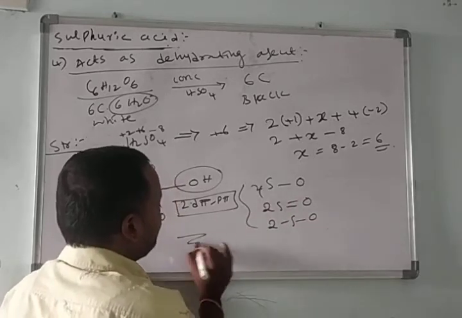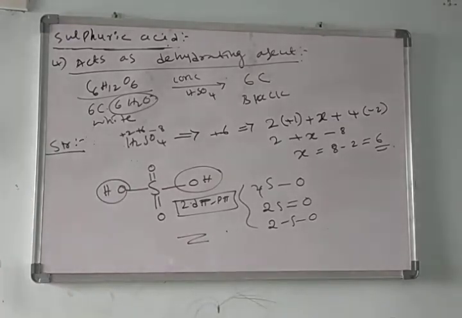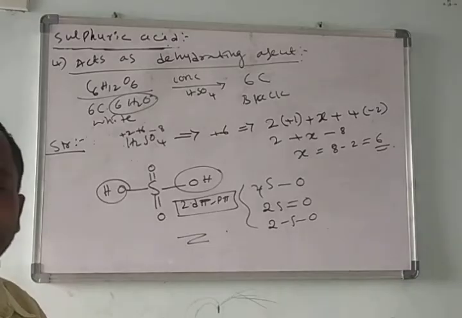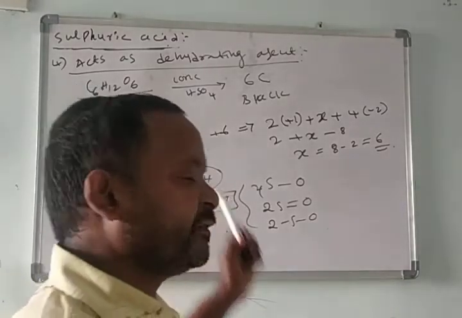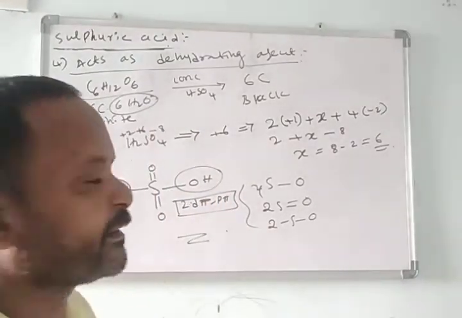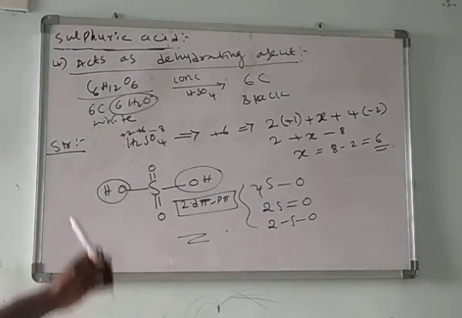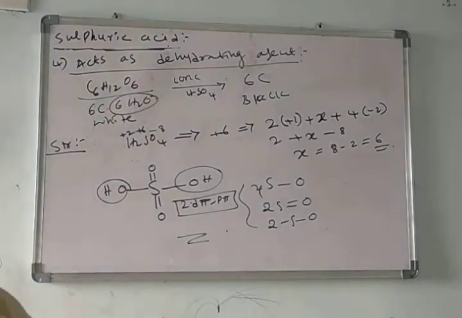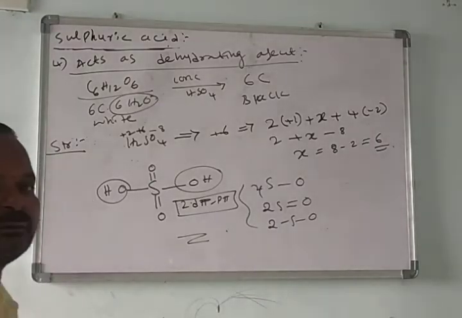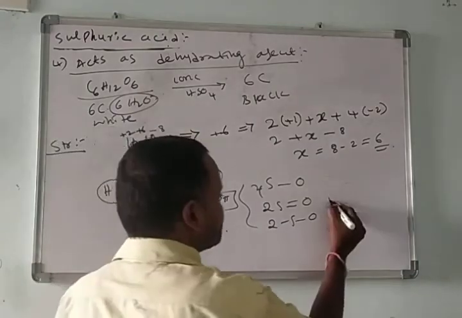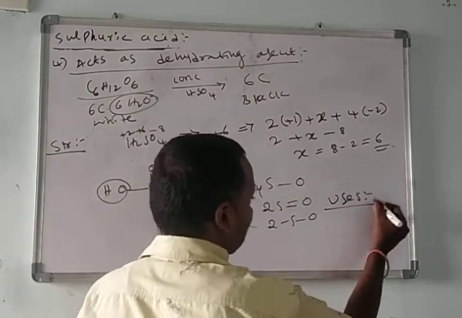This is the simple discussion of sulfuric acid. This is one important acid, and they may ask more questions. What is the oxidation state of sulfur? How many d pi p pi bonds are there? What is the structure of sulfuric acid? And what are the uses of sulfuric acid? In continuation we'll see the uses of sulfuric acid.